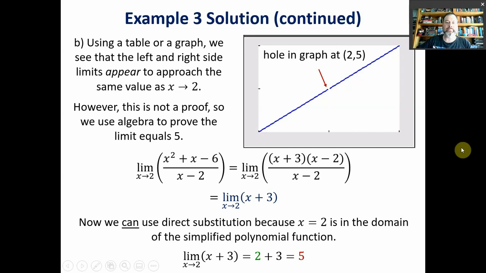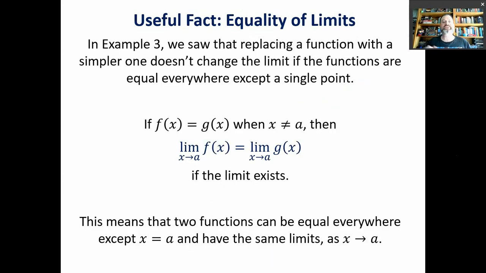Okay, moving on. And that brings us to this thing called a useful fact. And we just saw that it's believable, right? The example we just did showed us that replacing a function with a simpler one doesn't change the limit if the functions are equal everywhere except at a certain point, whatever that point is, a.